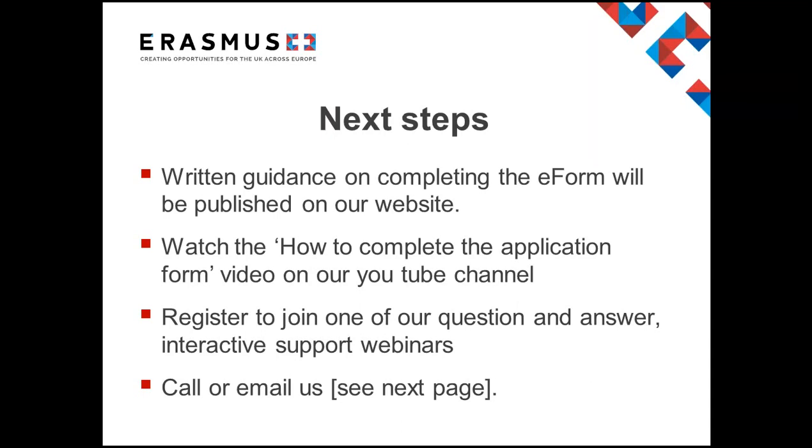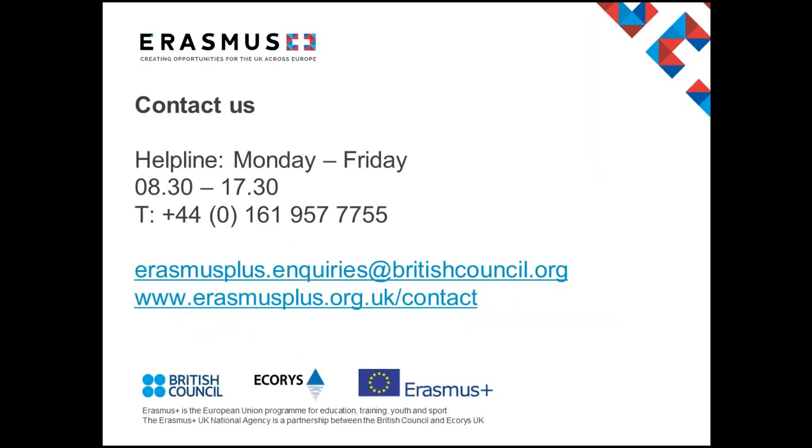You could also register to join one of our question and answers interactive support webinars, and I'll provide a link in the description box below of where to register to attend those. Or you can get in contact with us directly by telephone or email. So our helpline is available from Monday to Friday from 8:30 to 5:30, and you can contact us in the UK at 0161 957 7755. Or you can contact us via email at erasmusplus.enquiries@britishcouncil.org, or please do, for further contact details, check out our website erasmusplus.org.uk.